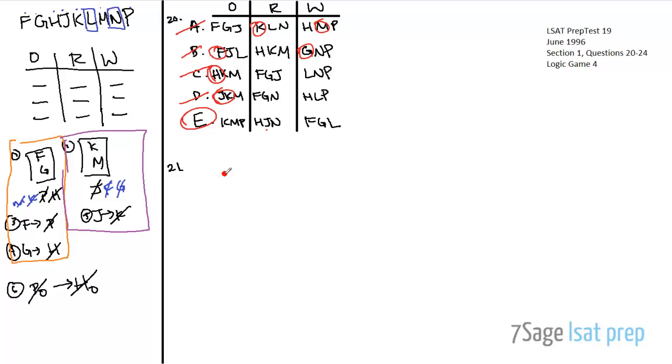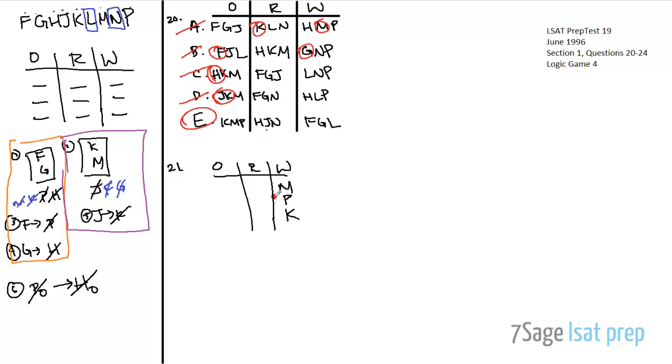Okay, so 21. If Marcus and Paul are both assigned to the wetlands panel, which of the following must be true? Okay, so let's go ahead once again and draw our little thing. And so now we know that Marcus and Paul are both assigned to the wetlands panel. Well, if Marcus is assigned somewhere, K also has to be assigned there, right? So our wetlands panel is now completely full.